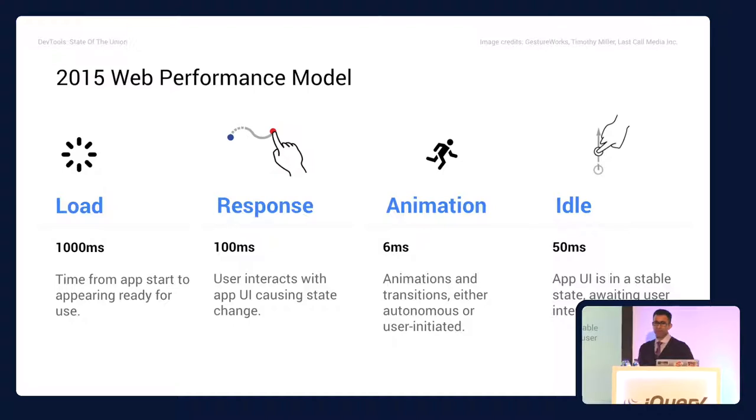We have animation. In the past, we've said that it's good to try hitting 60 frames a second. Our advice there has evolved a little bit. We're now saying that if you're doing animations, animating things across the screen, you should try to get that work done in 6-millisecond chunks. And then we have idle time, which is the time between your app or your site being in a stable state, waiting for the next time the user is going to put their finger down. This is usually known as the finger up state. So we're saying that for load, ideally try to load things in 1,000 milliseconds. Responses, 100 milliseconds is a good budget. Animation, 6-millisecond chunks. And then idle time of about 50 milliseconds.